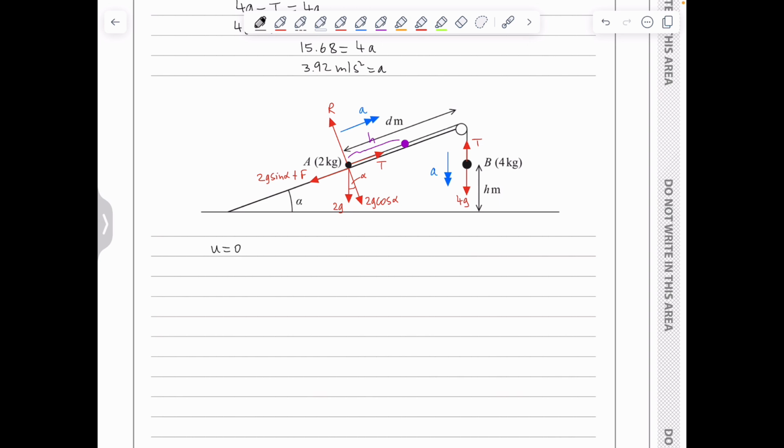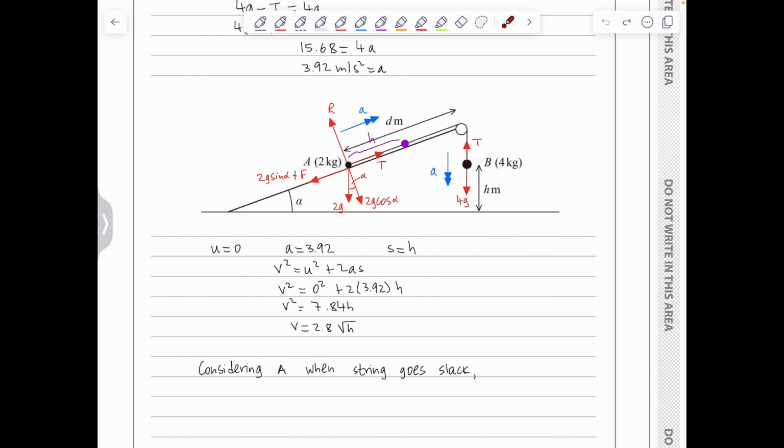It was moving with an acceleration of 3.92 as we just found above, and it covered the distance of h, so I could be using v squared is u squared plus 2as. So v squared is 0 squared plus 2 times 3.92 times h. We get v squared to be 7.84h, which means that v is 2.8 root h. This is the speed of A the moment the string goes slack.